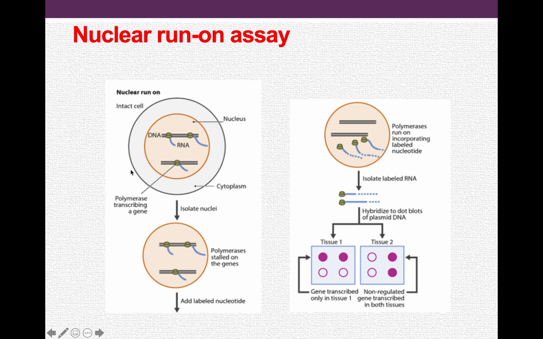So in your cell, we know that this is the nucleus, this is the cytoplasm. So what happens is that basically a polymerase transcribing a gene is being attached over here by the labeling procedure. So isolate the nuclei, add the labeled nucleotide, and then basically you do a polymerase run-on, which is basically done by incubation. So you isolate the labeled RNA, hybridize to a dot blot, and then you see if it is transcribed or not, and then you could quantitate it.